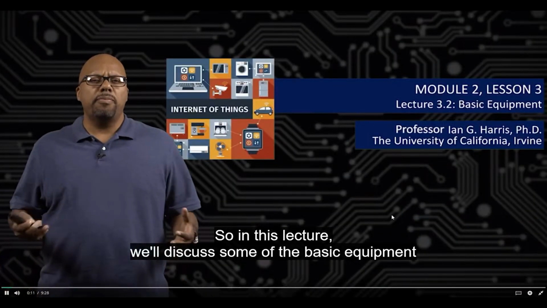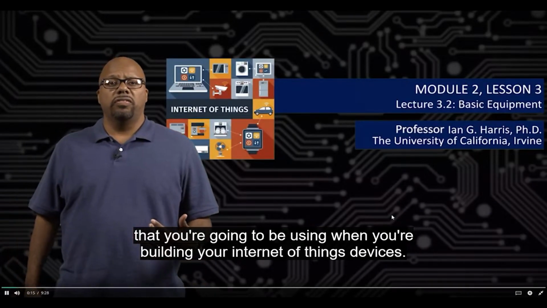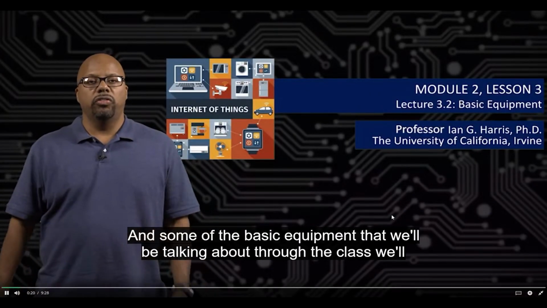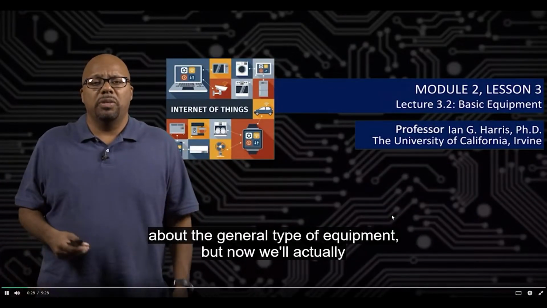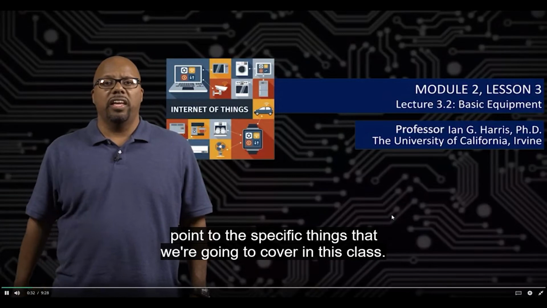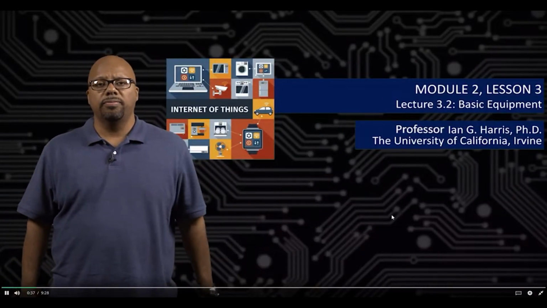So in this lecture, we'll discuss some of the basic equipment that you're going to be using when you're building your Internet of Things devices, and some of the basic equipment that we'll be talking about through the class, we'll assume that you're using. Just to make things a little more concrete: I've been more generic in the earlier lectures about the general type of equipment, but now we'll point to the specific things that we're going to cover in this class. And when you do the capstone, you'll be using this type of equipment.